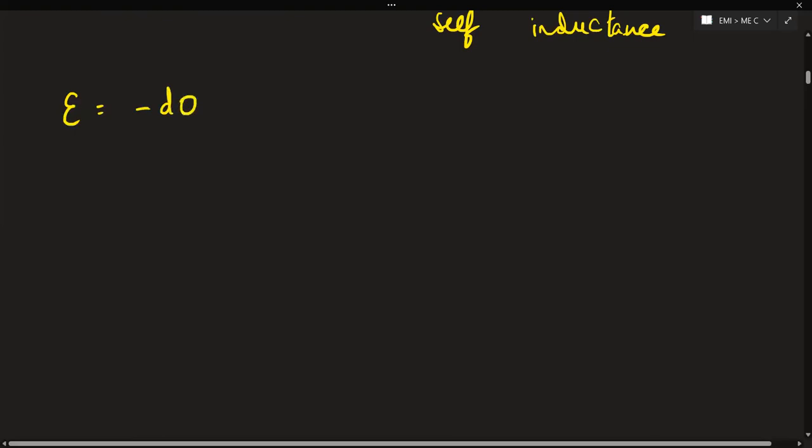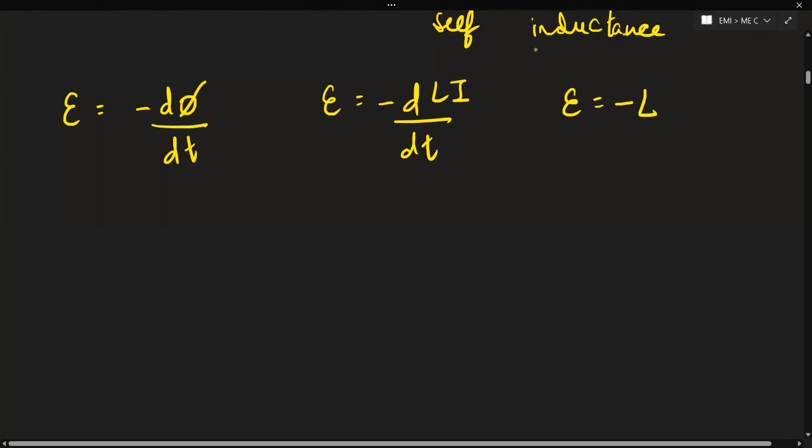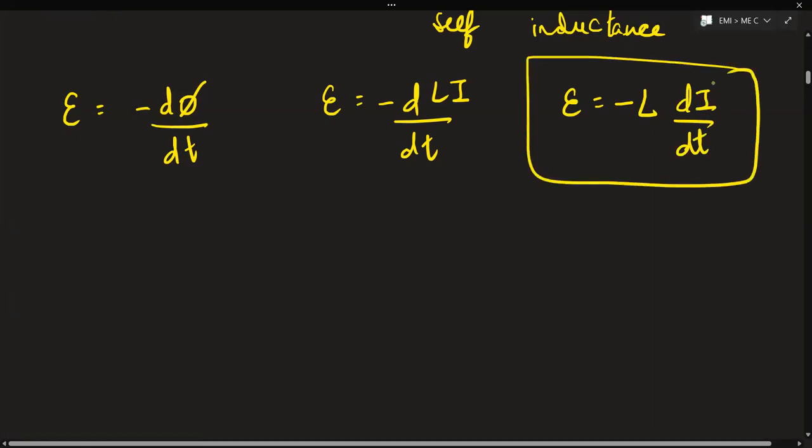This was given by Lenz's law, and this was the rate of change of magnetic flux. Now let us put the value of it. Phi is what we have seen right now, it's Li. L is a constant that we have added. So this becomes minus L di over dt. So this is the formula of EMF now.